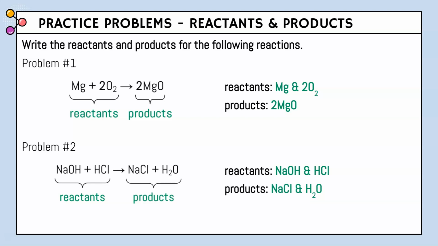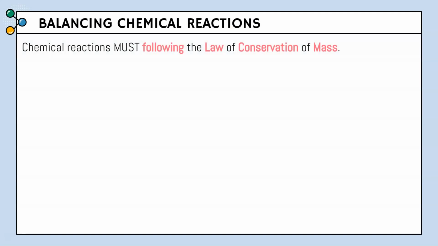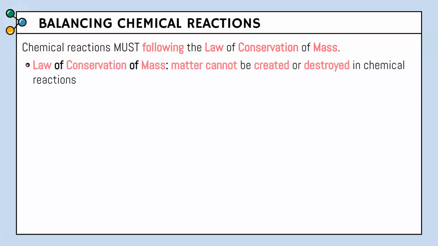So now we know about the structure of chemical reactions and what chemical reactions are. We can go ahead and start balancing chemical reactions. But first, why do we need to balance chemical reactions? Well, chemical reactions must follow the law of conservation of mass. And the law of conservation of mass states that matter cannot be created or destroyed in a chemical reaction.